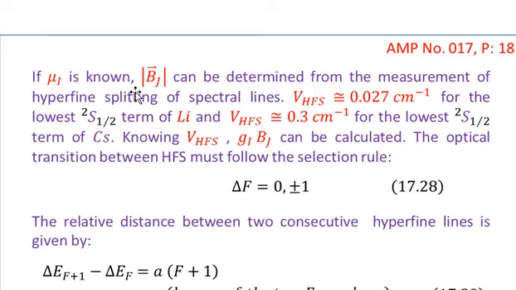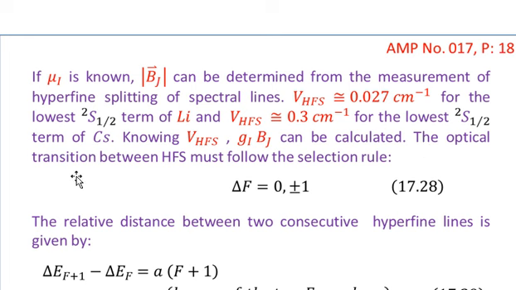If mu I is known, the magnitude of the magnetic field Bj can be determined from the measurement of the hyperfine splitting of the spectral lines. The magnetic potential energy VHF is equal to 0.027 centimeter inverse for the lowest 2S1/2 term of lithium, and VHF is equal to 0.3 centimeter inverse for the lowest 2S1/2 term of cesium. Knowing VHF, the product of gI and Bj can be calculated.